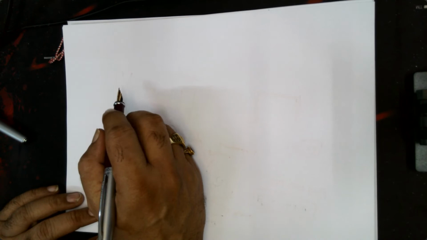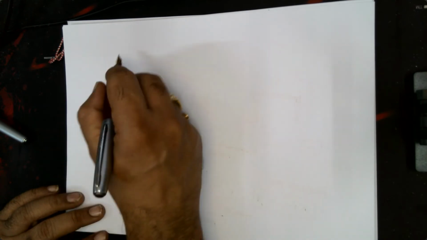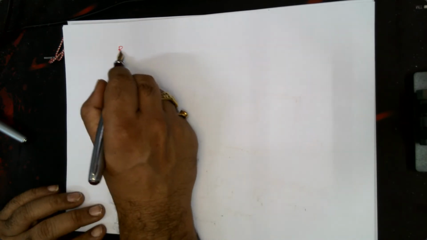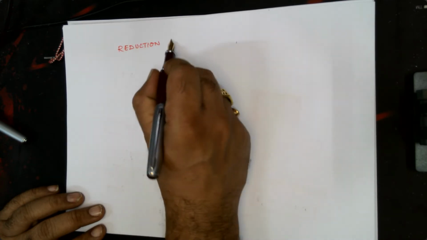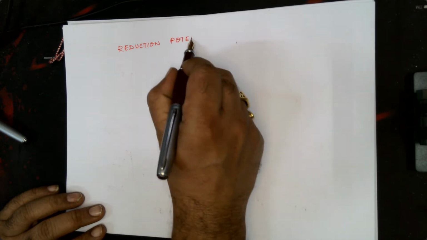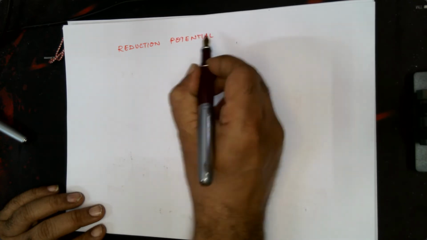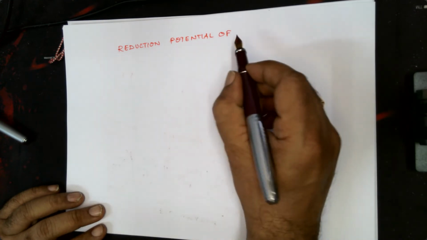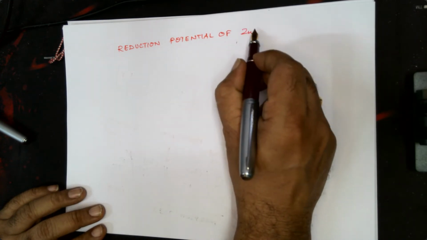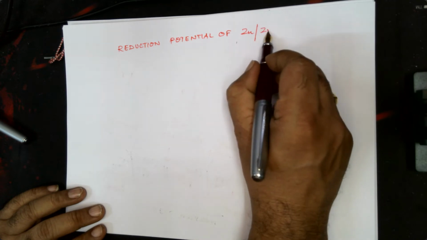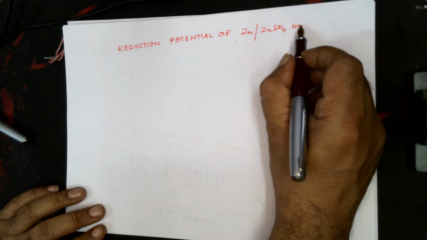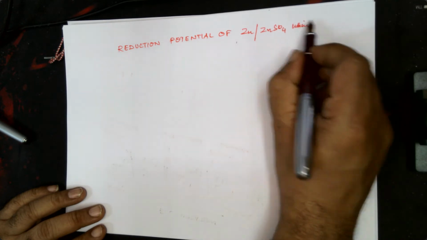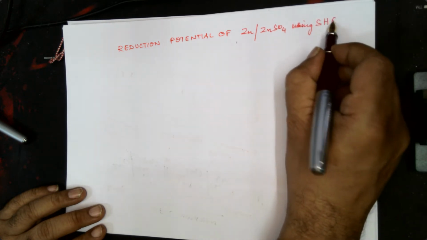Calculate the reduction potential of zinc electrode. Zinc electrode dipped in zinc sulfate solution, using standard hydrogen electrode, that is SHE.